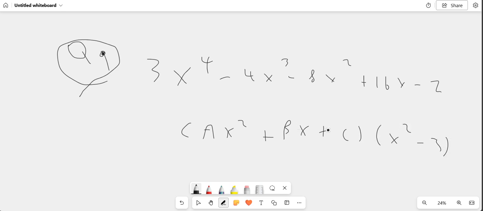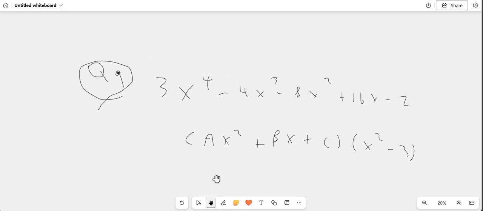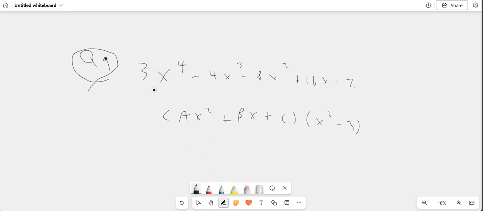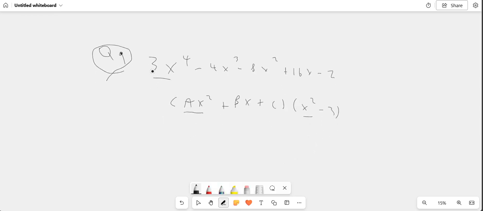So what they're saying is that when you expand this, you're going to get the top one. So hence, let's look at this term, 3x to the power 4. So ax squared times x squared is what's going to give you that term. So I can write 3x to the power 4 is going to be equal to ax squared times x squared. So that's ax to the power 4. So therefore, a is equal to 3.